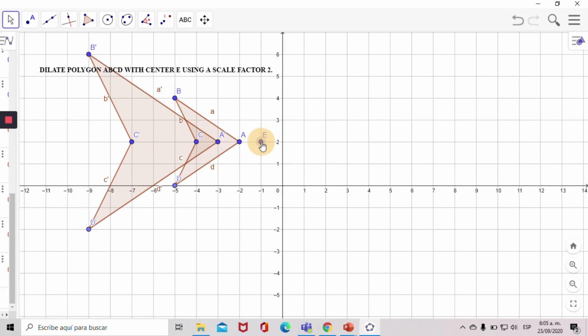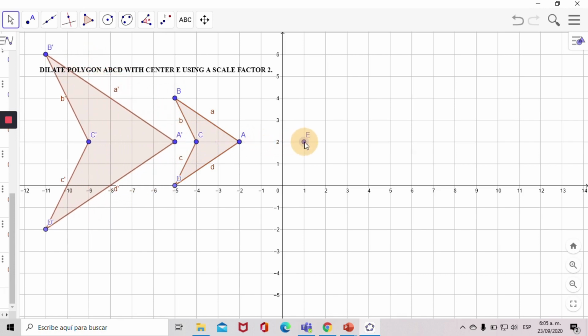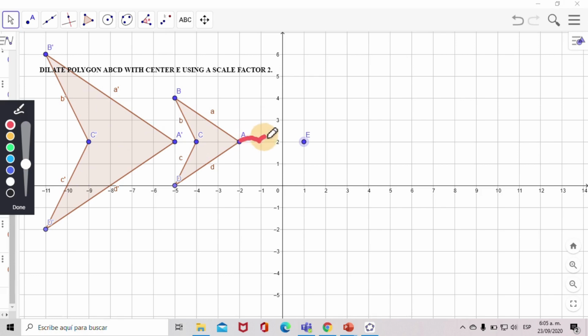Now I want to show you this one. Over here, how come this is the dilation with scale factor 2? I mean, why is E here? So we have to say there are 1, 2, 3 units from A to E. If I multiply by 2, that's the scale factor, it's going to be 6. 3 times 2 is 6: 1, 2, 3, 4, 5, 6.